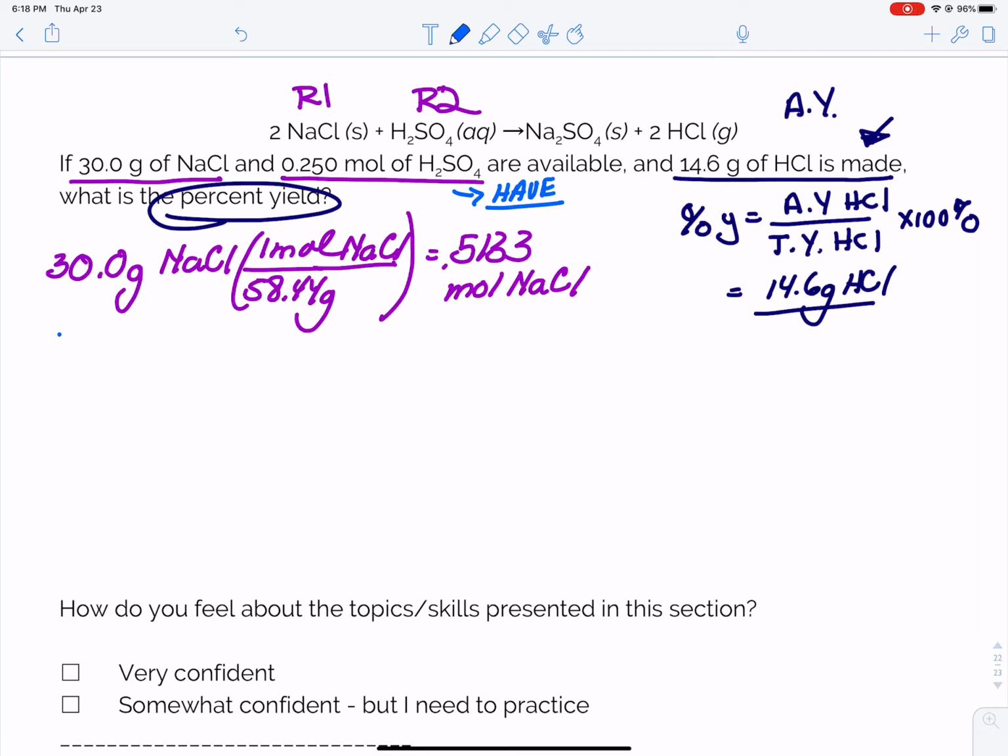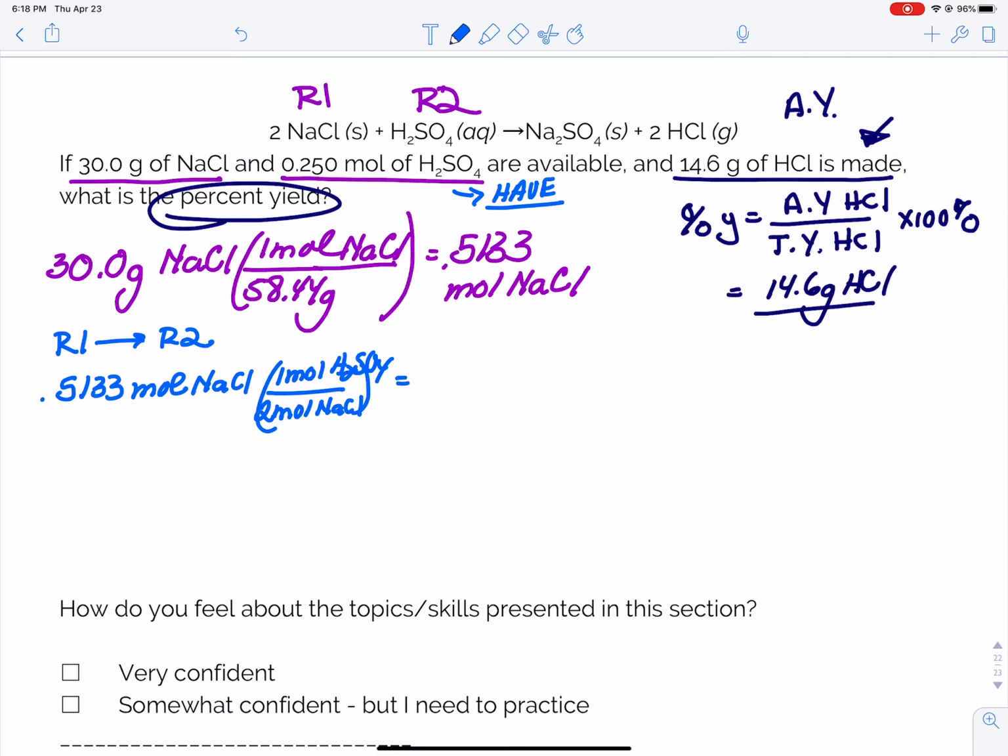When I do that, I take reactant 1 and I convert it with 1 parenthesis to reactant 2. So 0.5133 moles of NaCl. Using the coefficients from the balanced chemical equation, 1 mole of H2SO4, that's sulfuric acid, will take 2 moles of salt, NaCl. And doing out that math, it's 0.2566 moles of H2SO4 would be needed in order to use up all my NaCl.